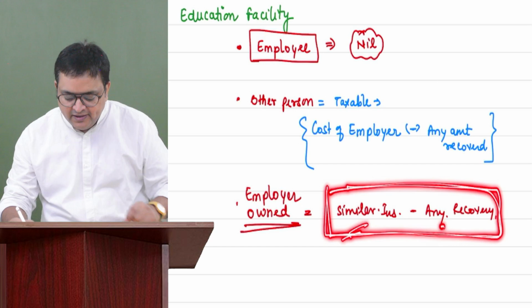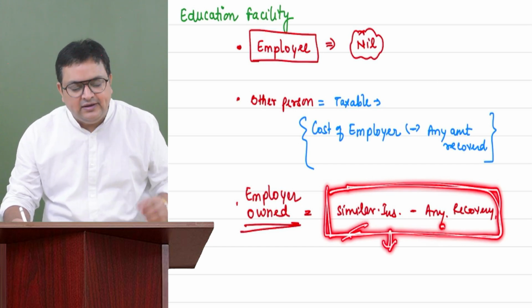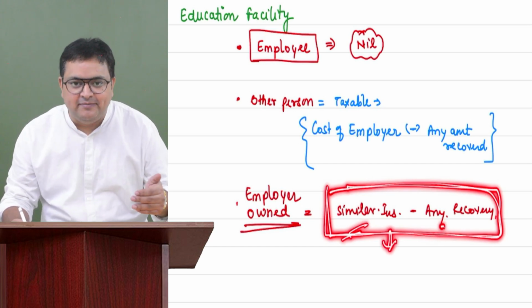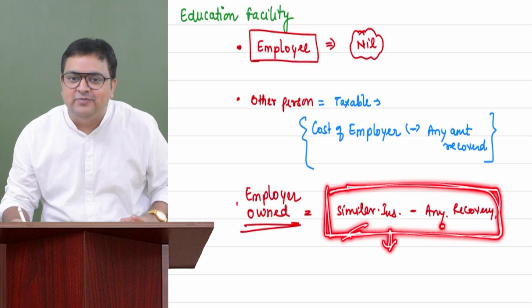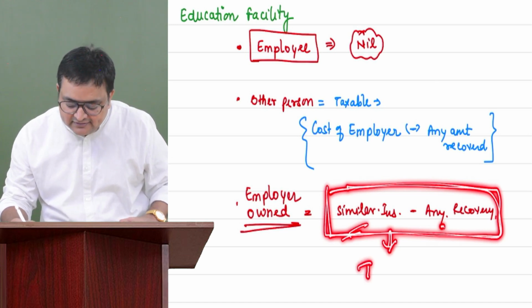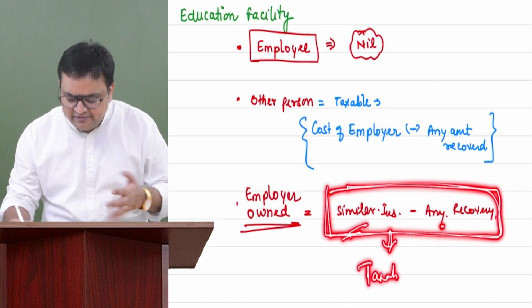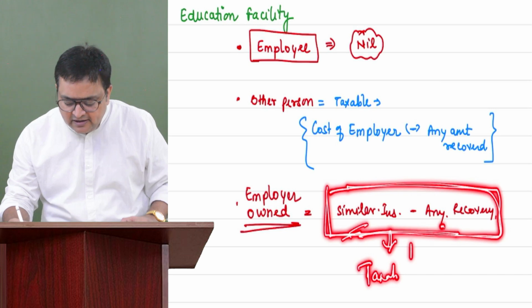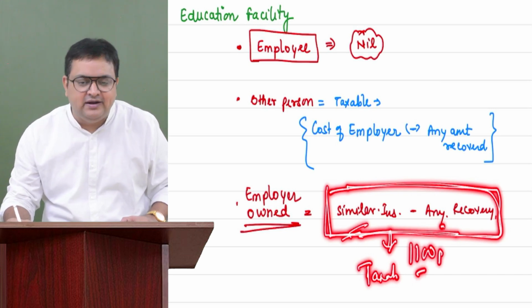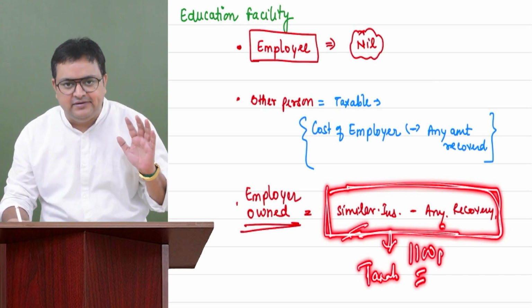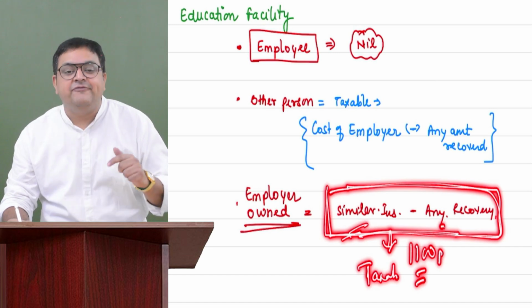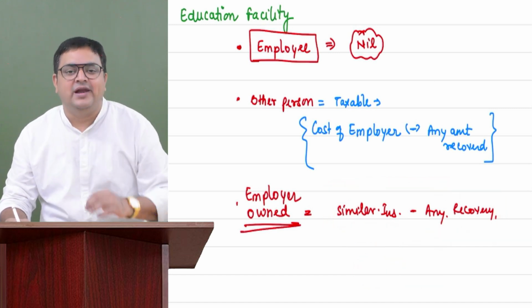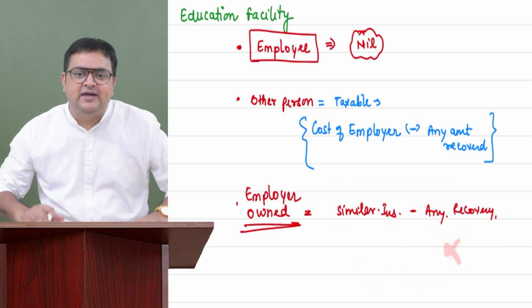This is the value. If this value is more than 1000 rupees per month, make it taxable. Let's say after deducting, it is coming as 1100 per month. So make it taxable. The entire 1100, make it taxable, right? And if it is 1000 or less, in that case, you can exempt it.